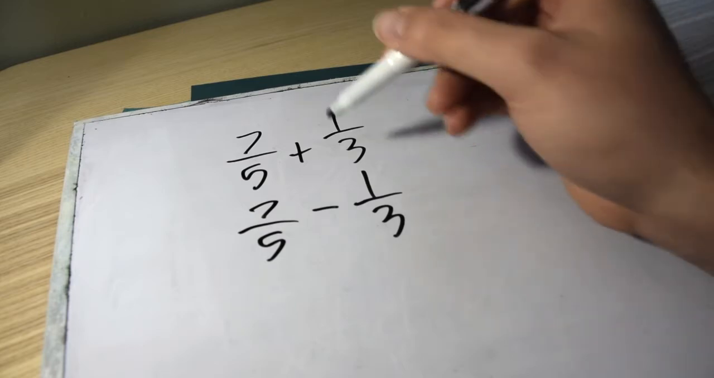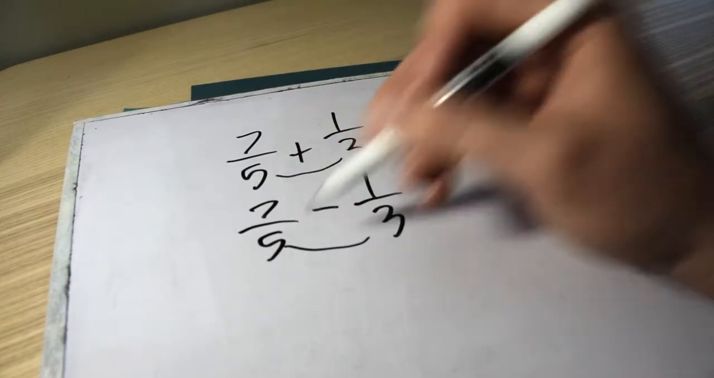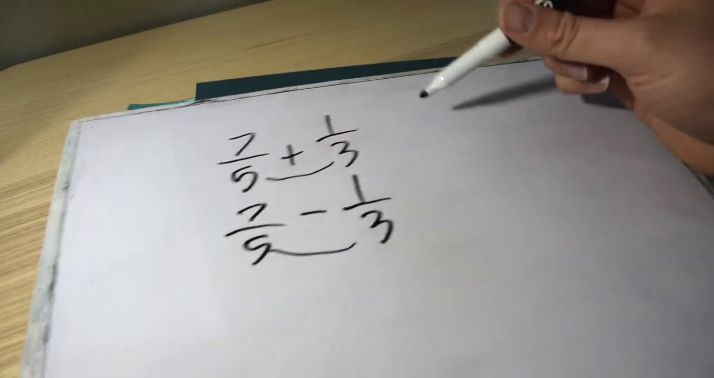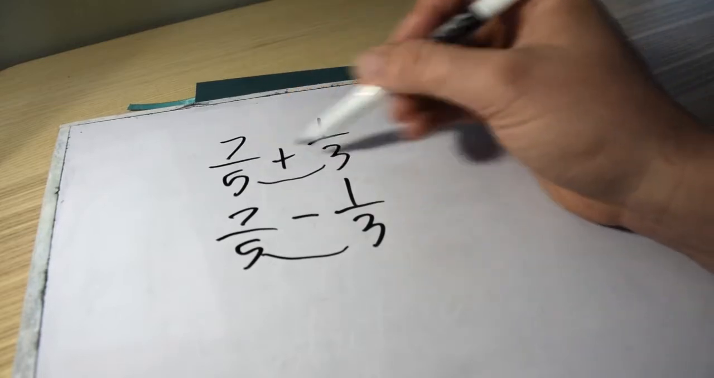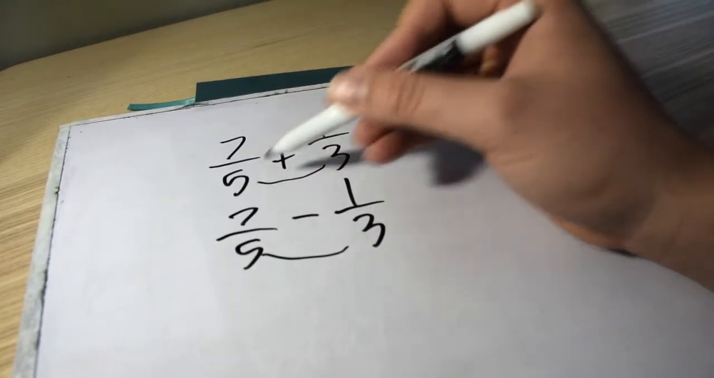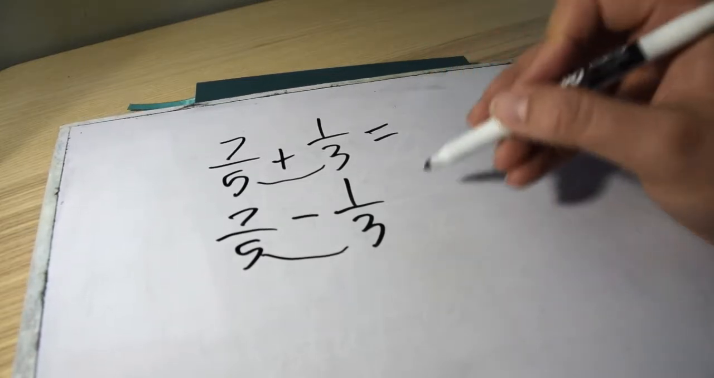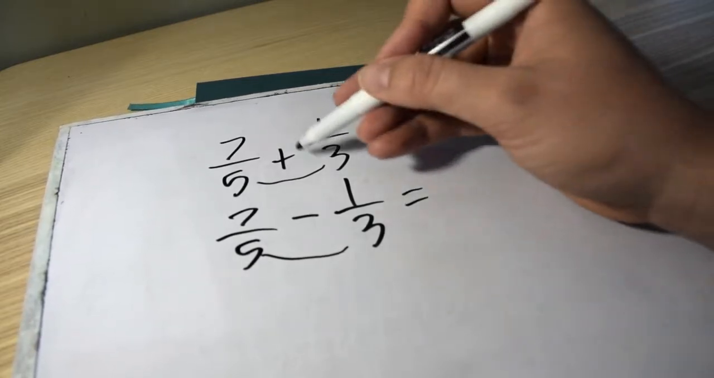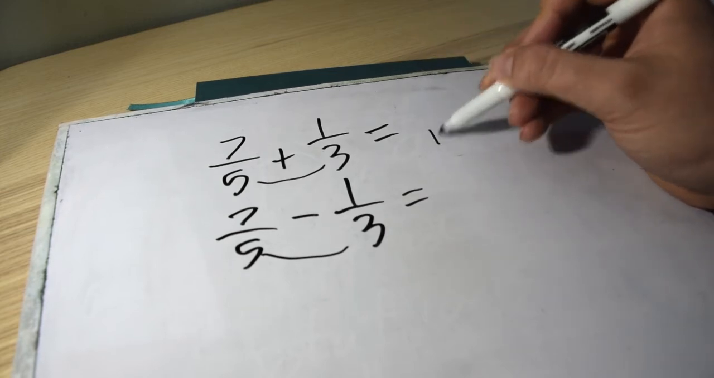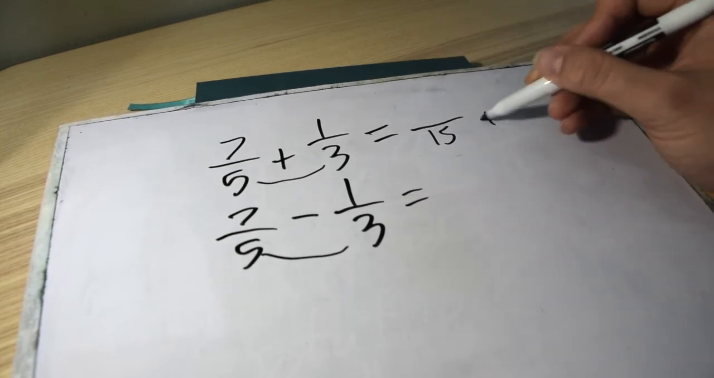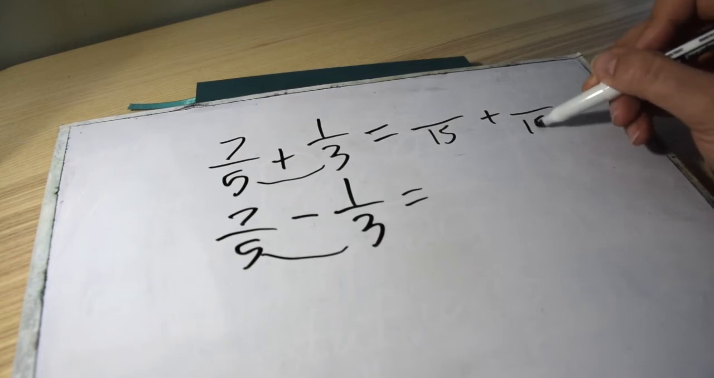Well, we have to have a common denominator. So that means that these both transform. What's the lowest common denominator here? You could do this multiple ways. 5 and 3 is 15. So these would be equivalent to the plus or the minus, something over 15 plus something over 15.